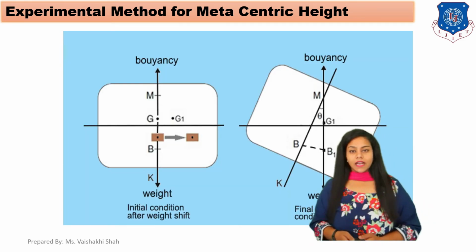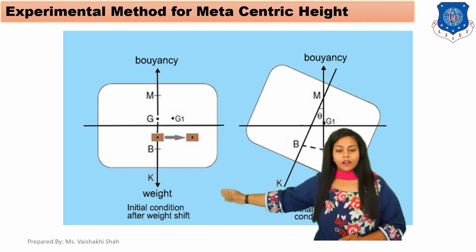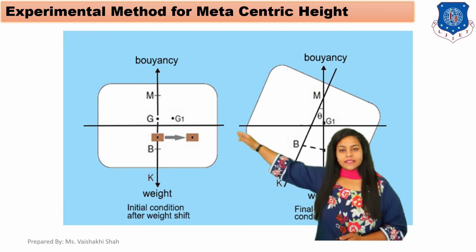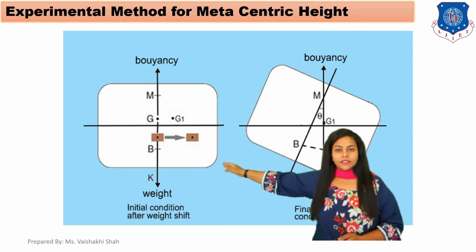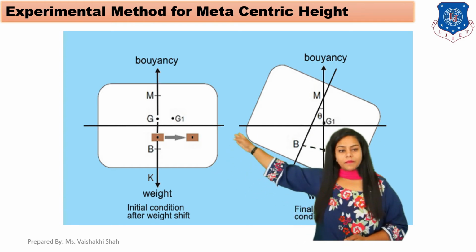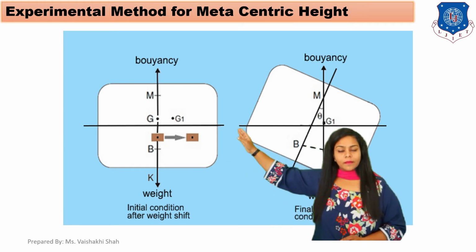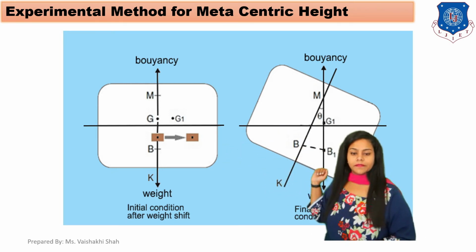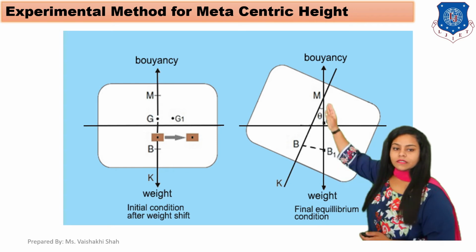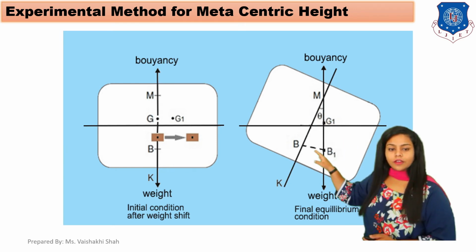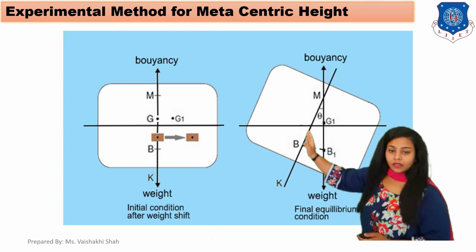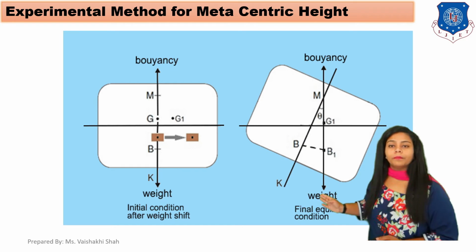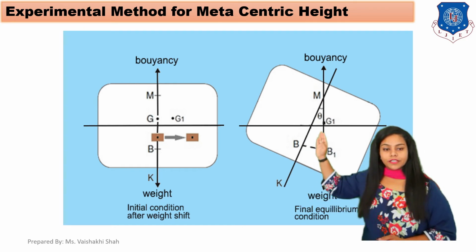As you can see in this diagram, first there is a body and the weight of the body is acting in the downward direction. Okay, G is the center of gravity here, B is the center of buoyancy here, and M is your metacenter. Okay. Now if this body is given a small angular displacement, this is your normal axis, and this line is your line of new center of buoyancy and new center of gravity.